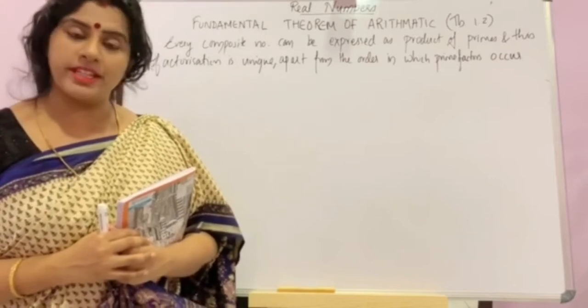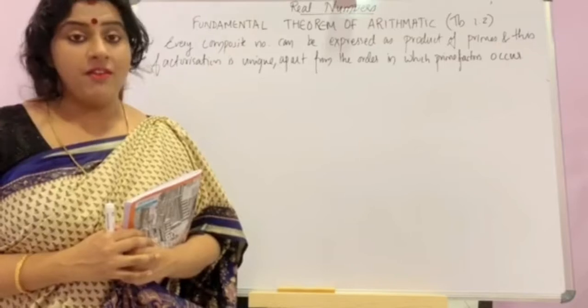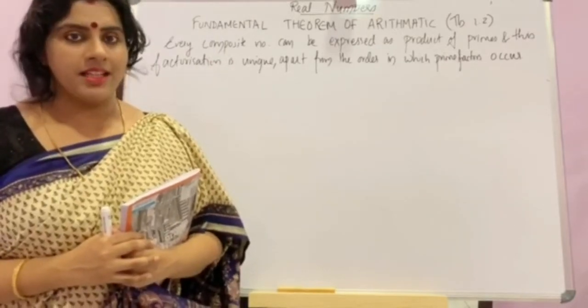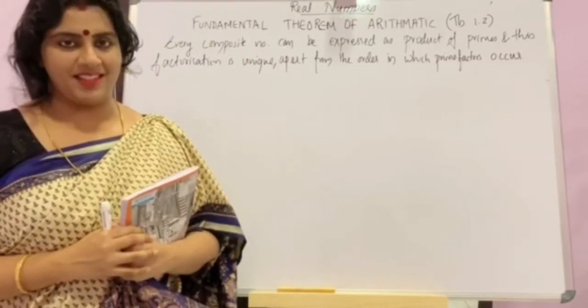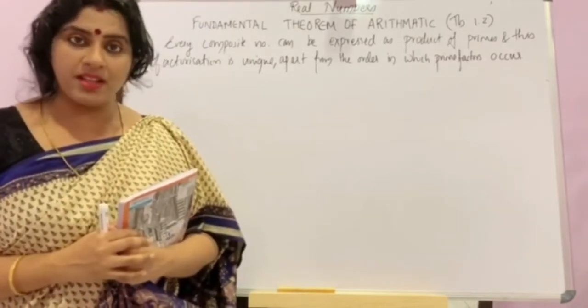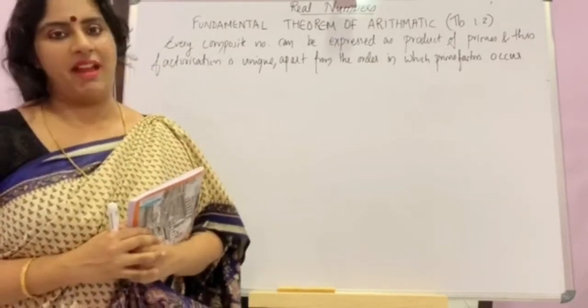Before that, I will tell you about composite numbers and prime numbers. What is a composite number? A composite number is a number which has at least 3 factors, that is, more than 2 factors. And what is a prime number? A prime number is a number which has only 2 factors.